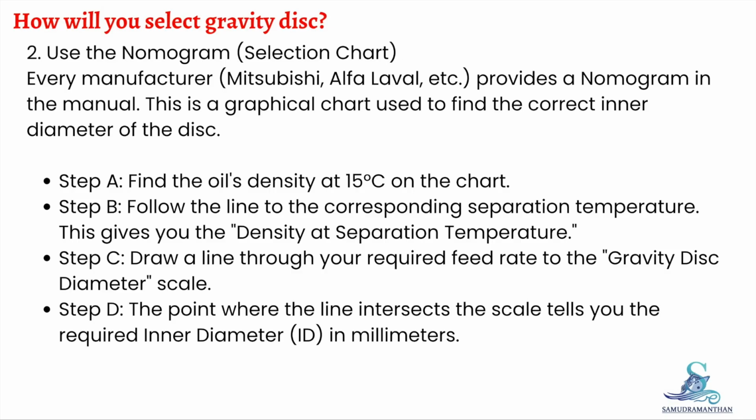Step C. Draw a line through your required feed rate to the gravity disc diameter scale. Step D. The point where the line intersects the scale tells you the required inner diameter, ID, in millimeters.